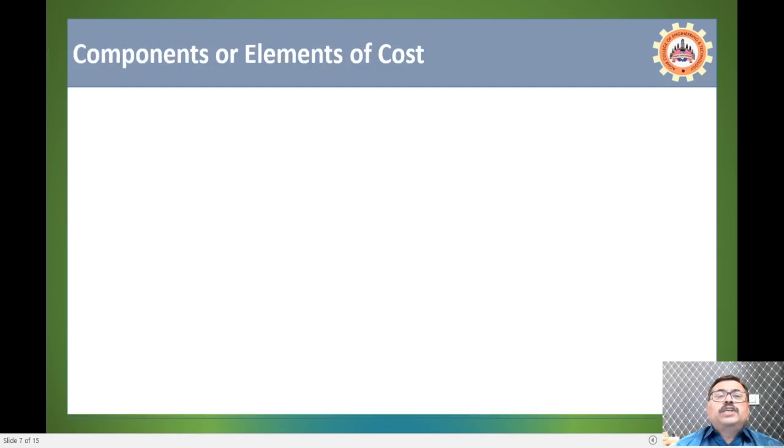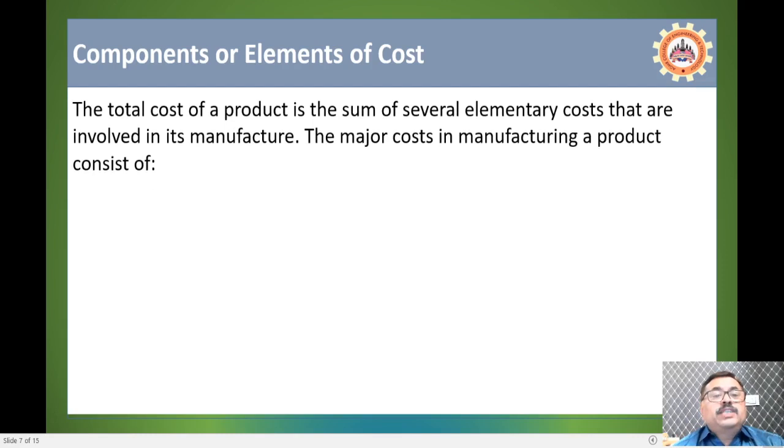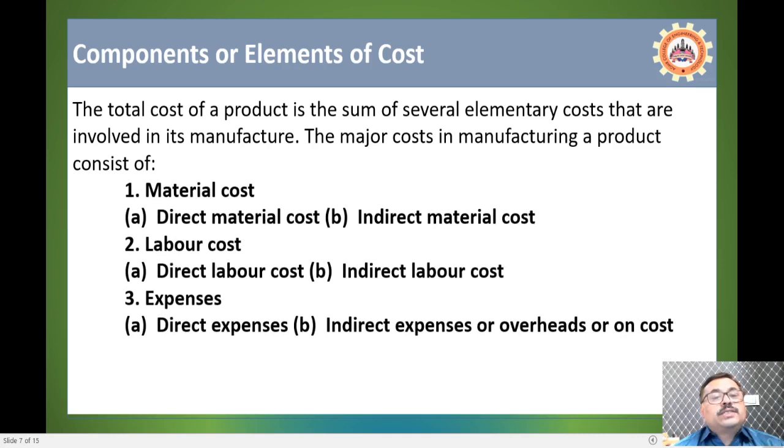Next, let us see the components or elements of cost. Let us see the different elements that are involved in that. The total cost of a product is the sum of several elementary costs that are involved in its manufacture. The major components in manufacturing a product consist of material cost, that means direct material cost and indirect material cost, labor cost, direct labor cost, indirect labor cost, expenses, direct expenses and indirect expenses, which are also called overheads or on cost.